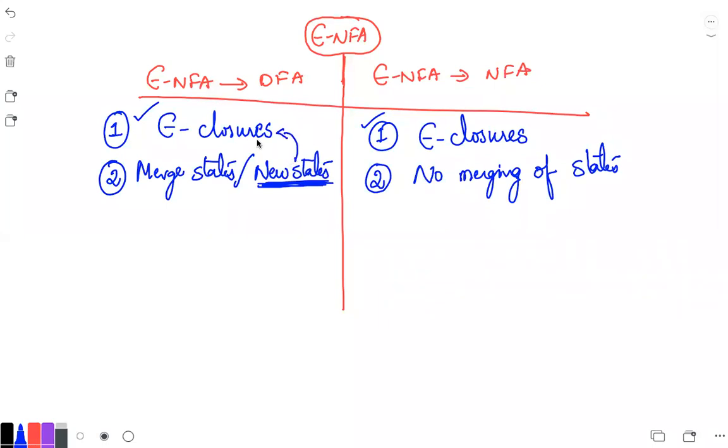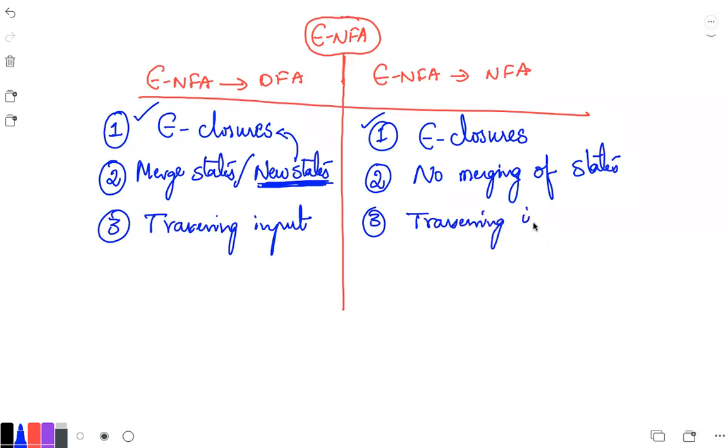Okay, how to merge the states based on the epsilon closure? You will merge the states as new states. But here in NFA conversion, no merging of states. The states are taken as individual entities. Now, third, traversing over input. This is the same. The third step is the same. Here you traverse the original states. Here you traverse the new states. That is the difference. So here it will be like this: A on A, where A is a new state. Here it is Q0 on A. Clear, everyone?